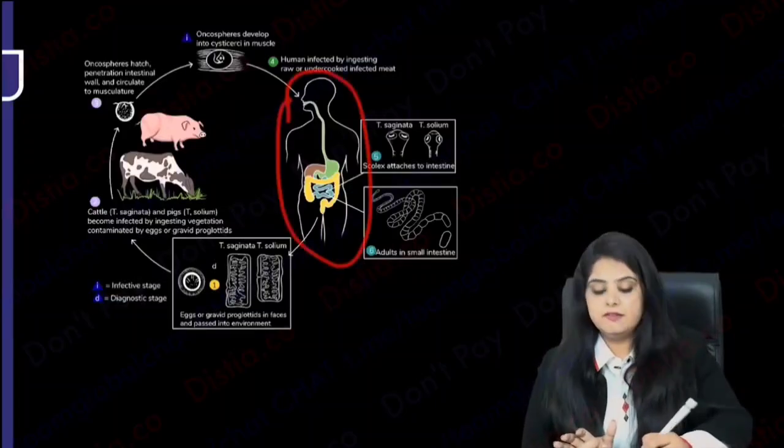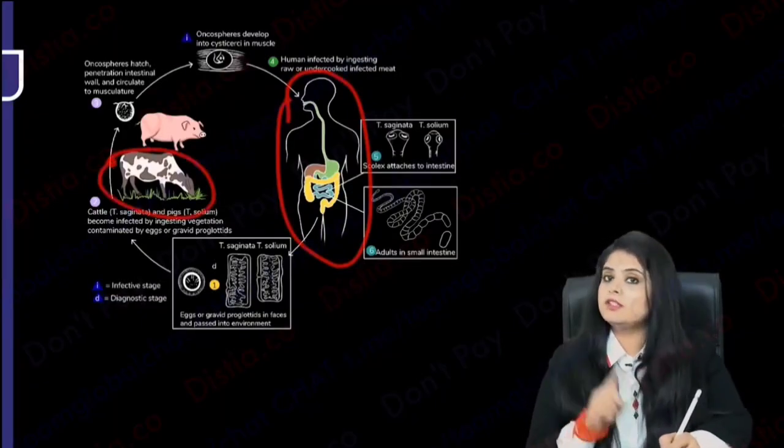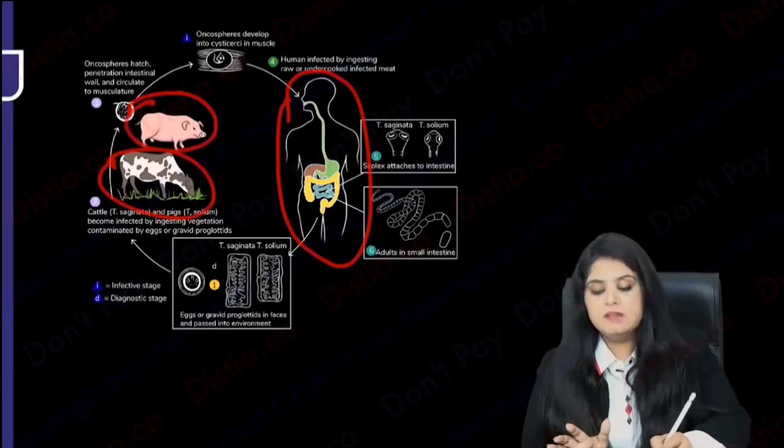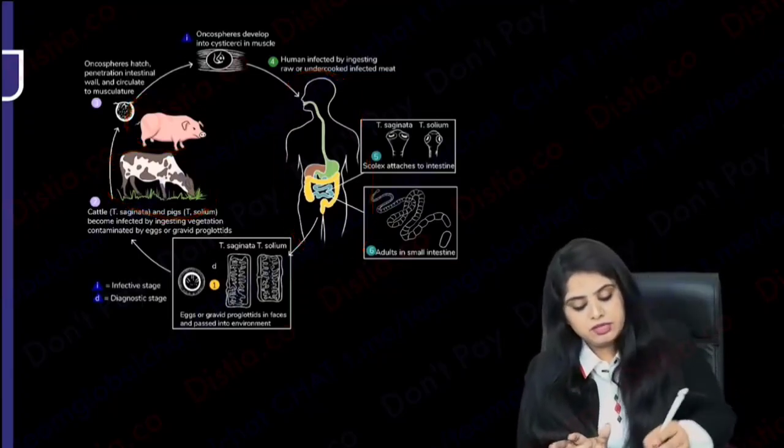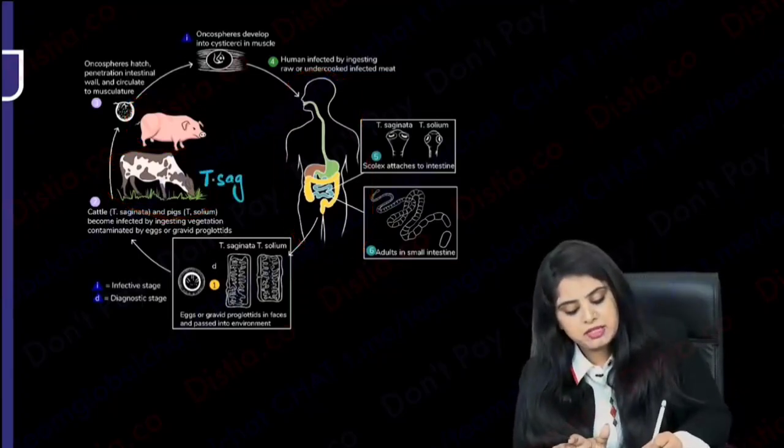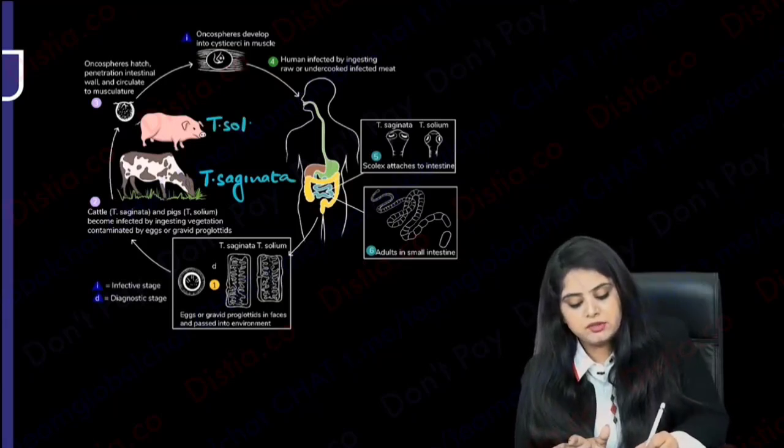There is a human being. If it's a human being with cattle, you will call it saginata. If it is a human being with pig, you will call it solium. So both the life cycles are the same, only minor changes you will see. Saginata with cattle and Taenia solium is going to be with pigs.